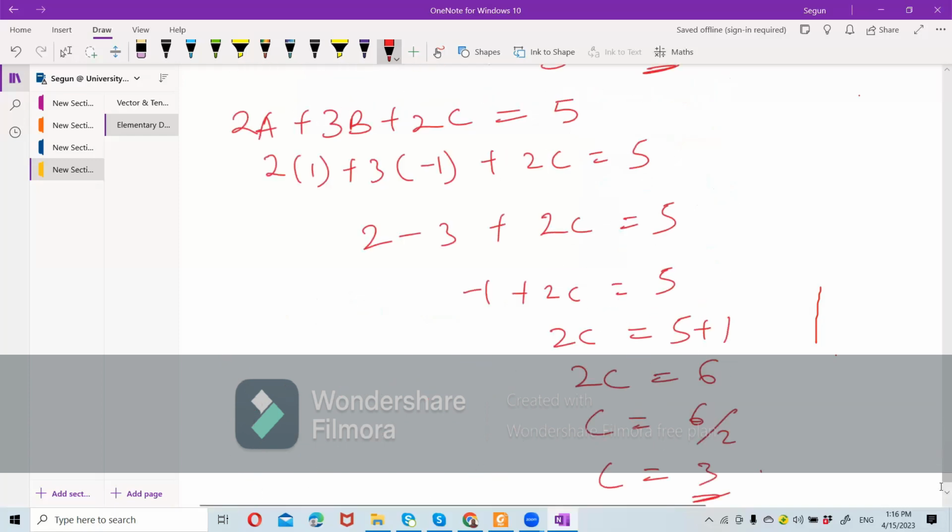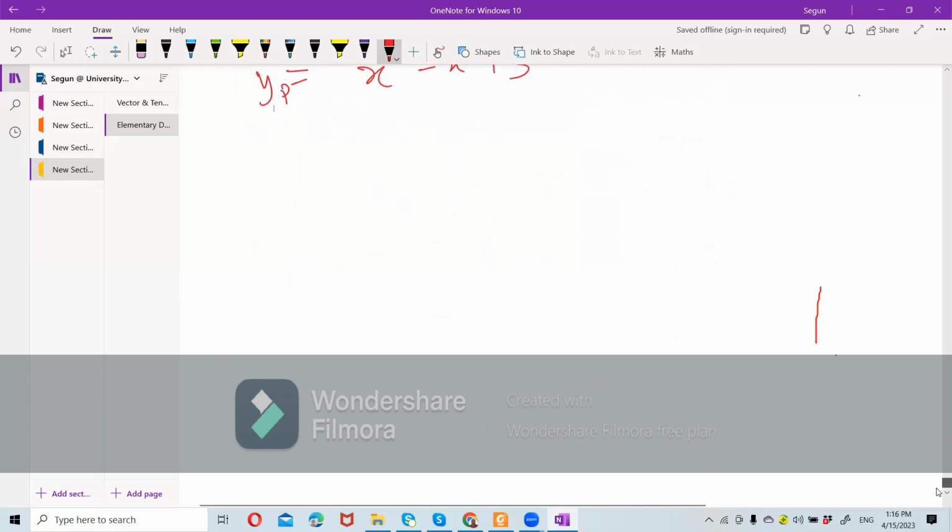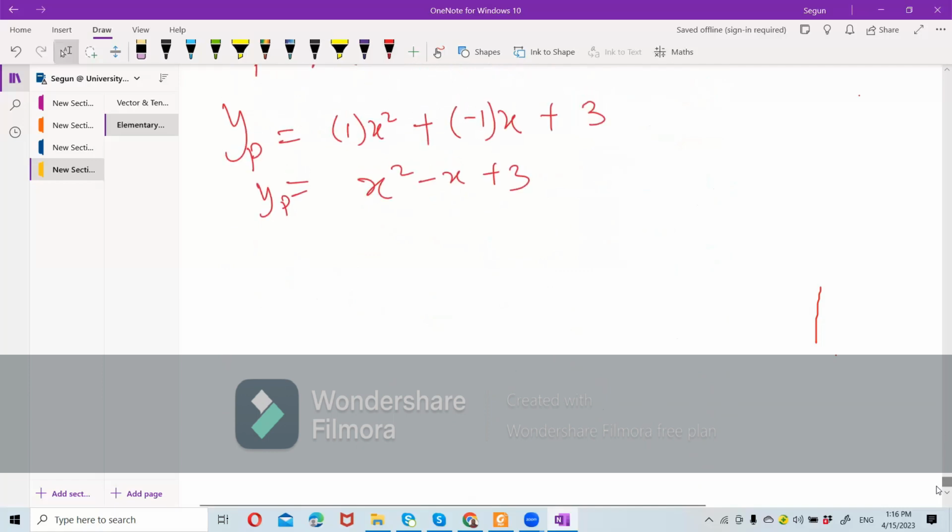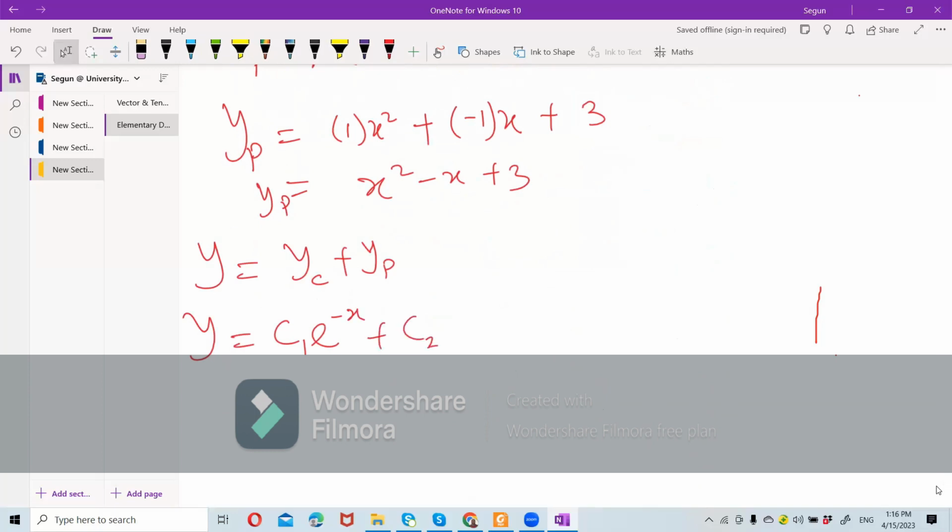You will get a lot of questions from this topic, so better open your eyes very well. y is equal to yc plus yp. So y is equal to, what is yc? C1 exponential minus x plus C2 exponential minus 2x plus x squared minus x plus 3. That is your final answer. Any question?